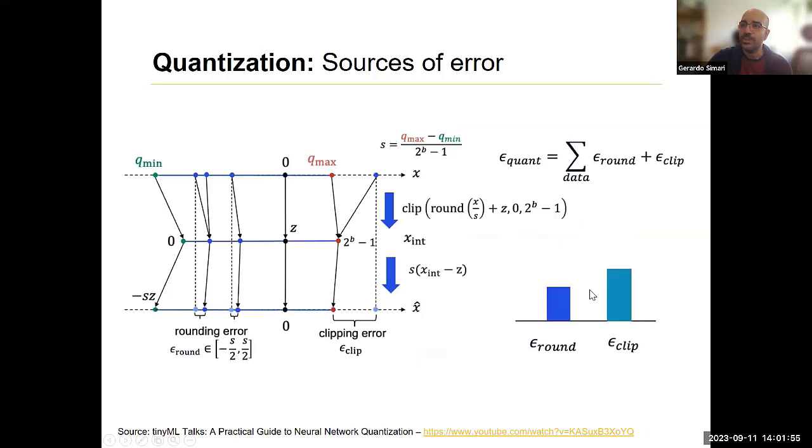So there's a little bit more detail on this. It's essentially the same kind of thing with a little bit more detail. So you have the rounding, which will depend on specifically what format you're going to use with B bits in this case, and clipping errors also depending on your Q min and Q max values that you can represent.